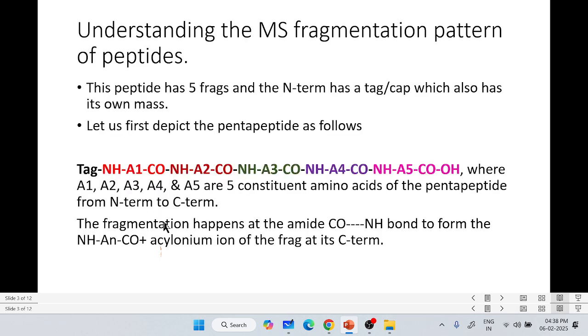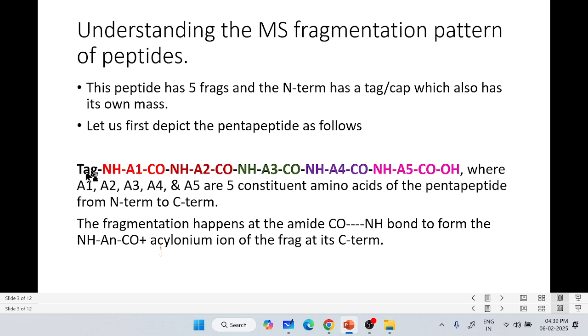But first, we look at the sequencing, for which we need to know the fragmentation pattern in the mass spectra. This peptide has 5 fragments, and the N terminal has a tag or a cap, which they add to protect the N terminal amino group from any unwanted reactions. So that tag will also have its own mass. We have to remember that. But let us first depict the pentapeptide.